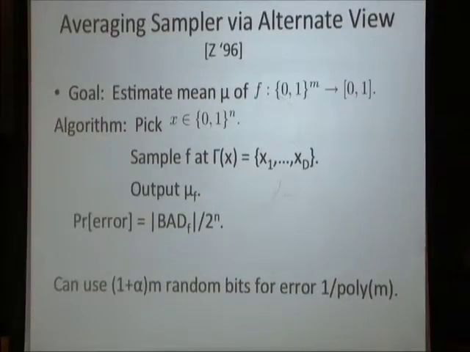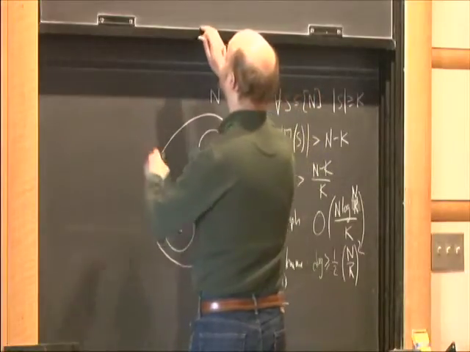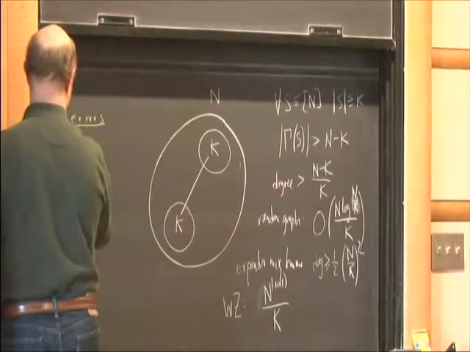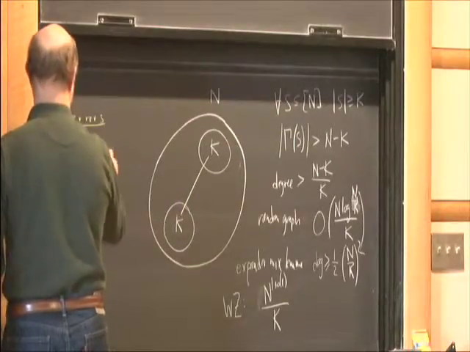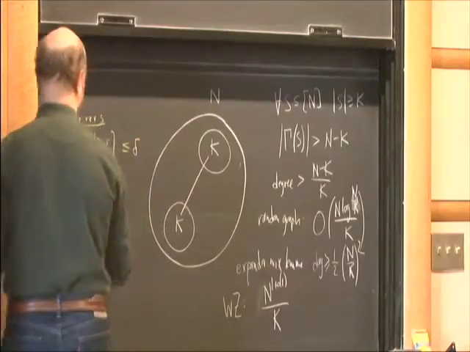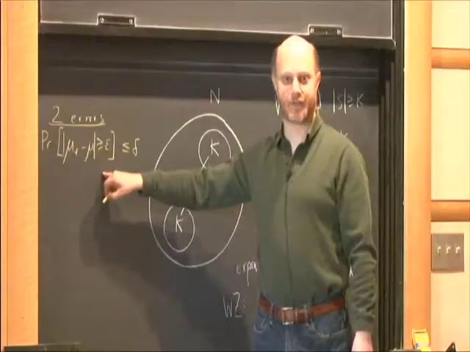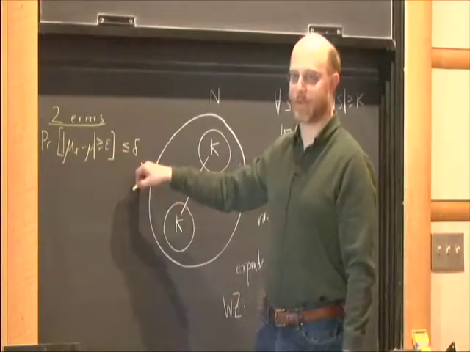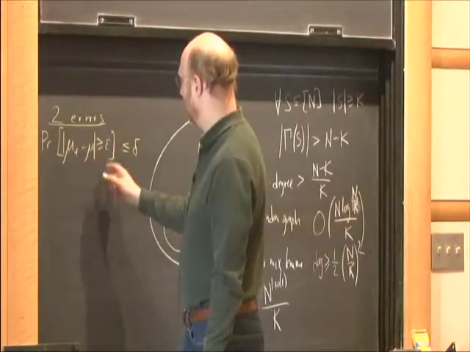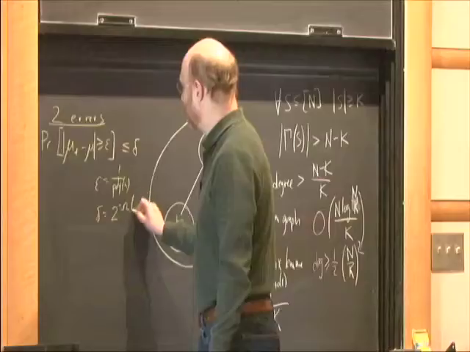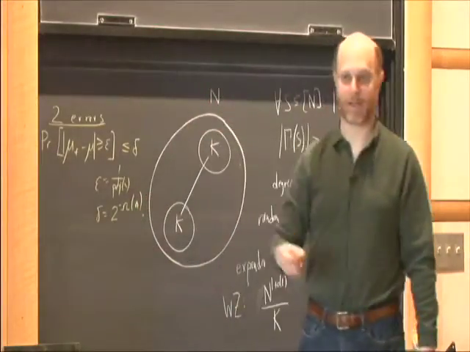There are two errors. It's like probably approximately correct, so the epsilon and the delta. Epsilon is how far off you want to be from the correct answer, and delta is the probability that you're not meeting that goal. Right, exactly. So the probability that the sample mean differs from mu by at least epsilon should be at most delta. We can take epsilon to be 1 over polynomial, and delta to be some small exponential, and just use 1 plus alpha times m bits.